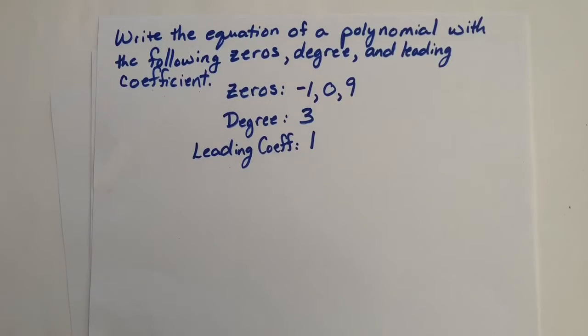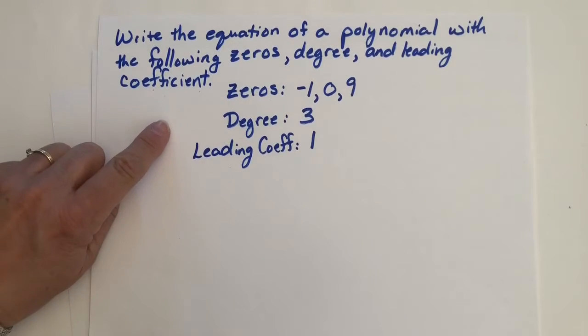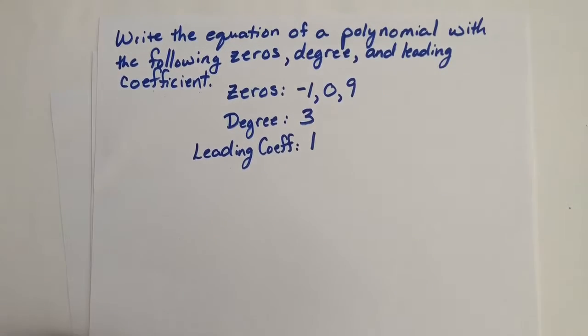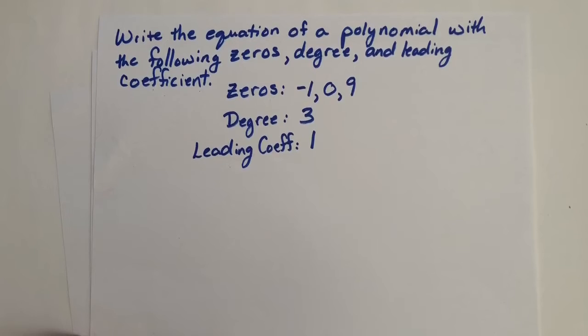Let's talk about finding equations of polynomials when you're given zeros and other information about the polynomial. Let's start with this one. We're going to write the equation of a polynomial with the following zeros: -1, 0, and 9. And it's going to be a third degree polynomial. And we're being told that the leading coefficient is equal to 1.